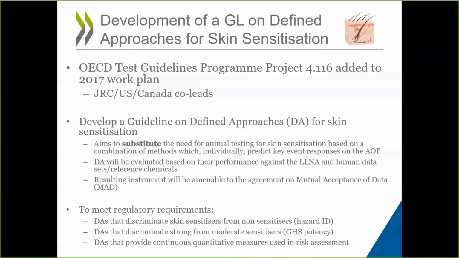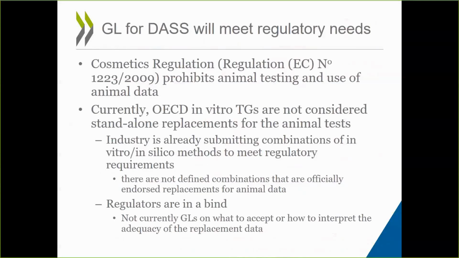They need to be able to discriminate between skin sensitizers and non-skin sensitizers, so that's just a hazard ID binomial distinction. We need defined approaches that can discriminate between strong and moderate sensitizers as well as the non-sensitizers and reflect the GHS potency categories. And hopefully eventually we'll have defined approaches that also provide continuous quantitative measures that can be used directly in a risk assessment. So these are kind of three different levels of information that come from different defined approaches.